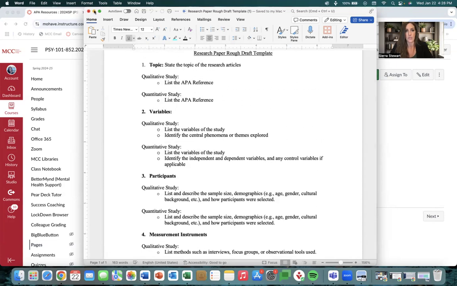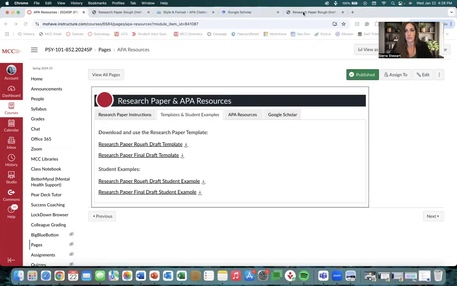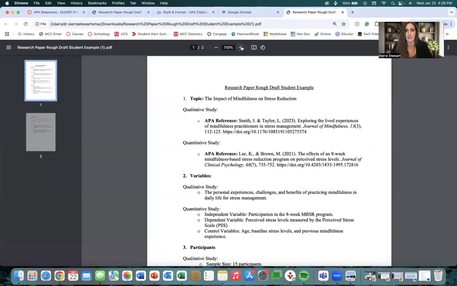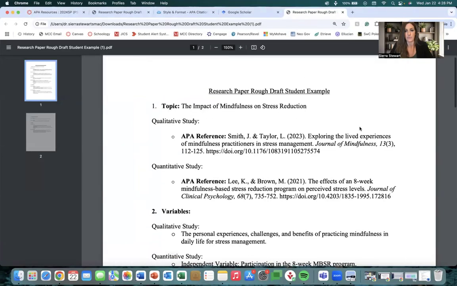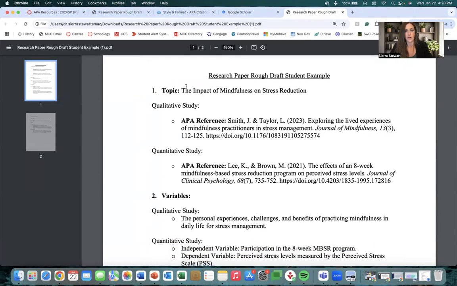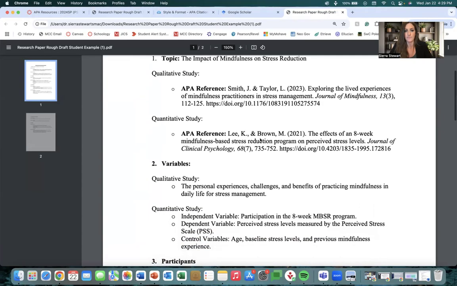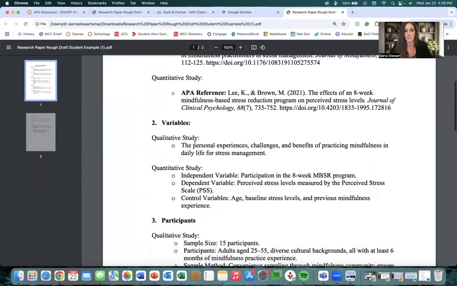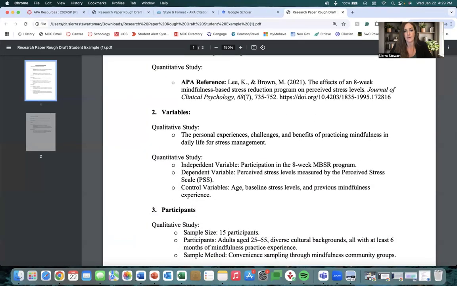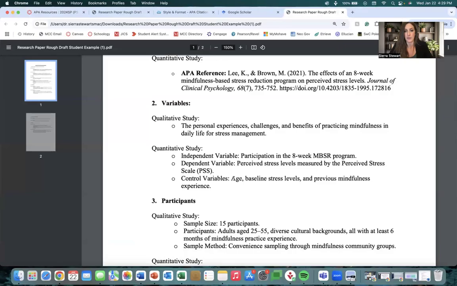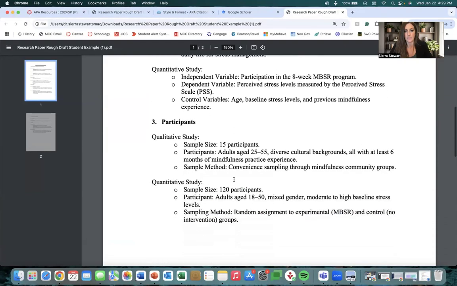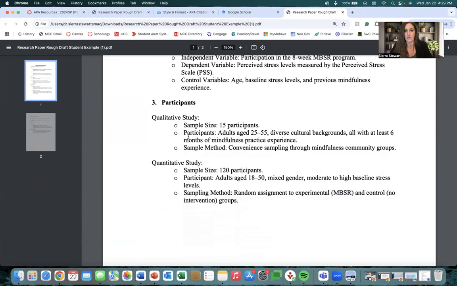All right, so when you get done with this, it should look something like this. This is a rough draft student example. So you'd have your topic. A random topic is the impact of mindfulness on stress reduction. We have 2 different APA references written out in APA form. You have your variables. So you have your qualitative study, your quantitative study, and the different variables that are in each. Your participants. So you're going to be listing out each one.